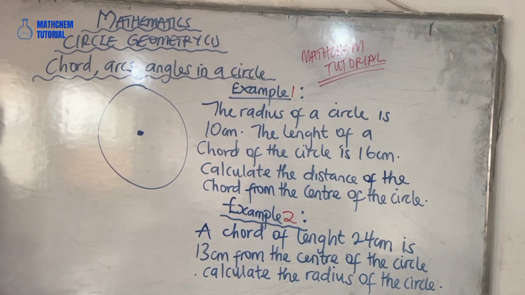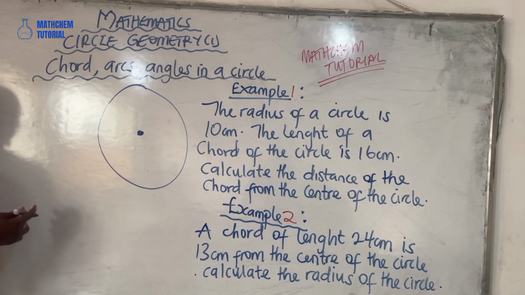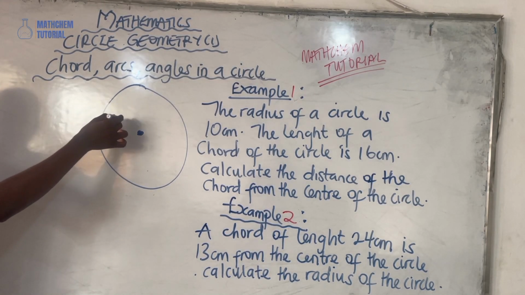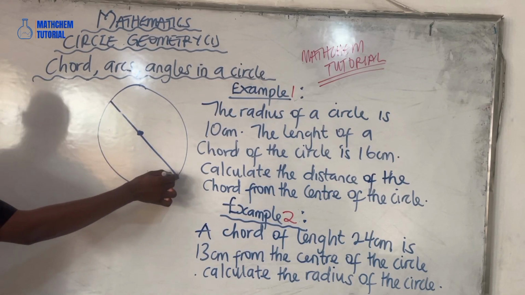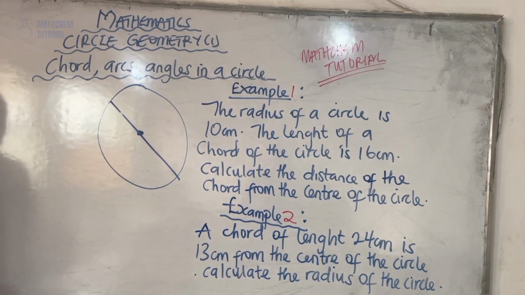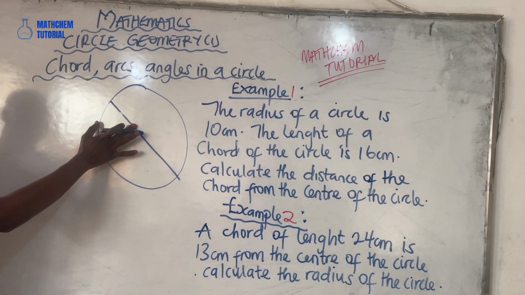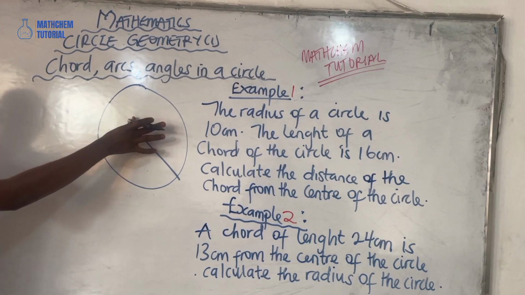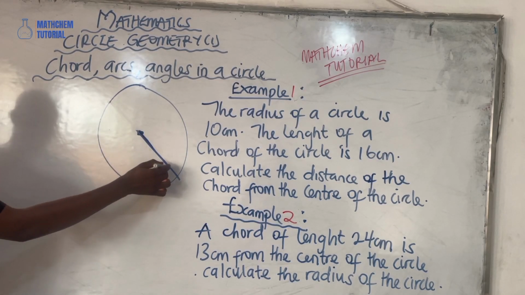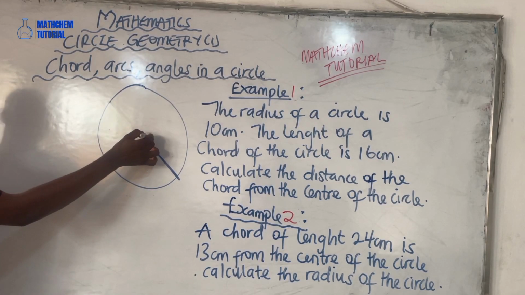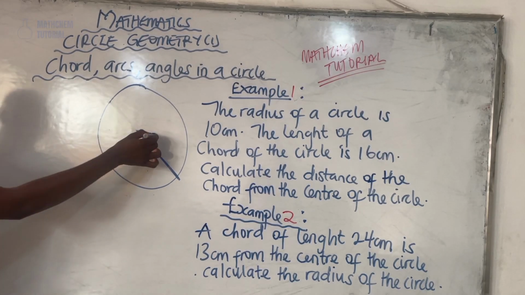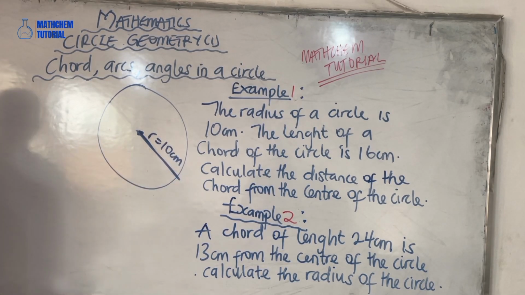Then back to the question, which says the radius of a circle is 10 centimeters. We all know that a radius is what you get when you cut a diameter into two. So let's assume our diameter is something like this. If I cut this particular one into two, then I will have my radius as this. Let me clean this space here. So this is my radius. Let me name it R, radius. The radius is 10 centimeters, so I have my 10 centimeters here.